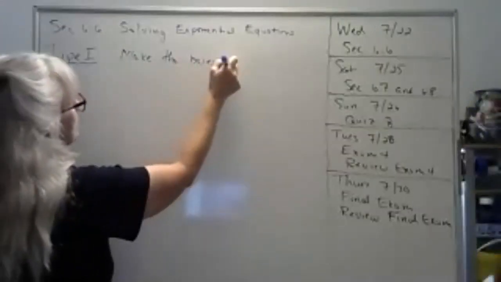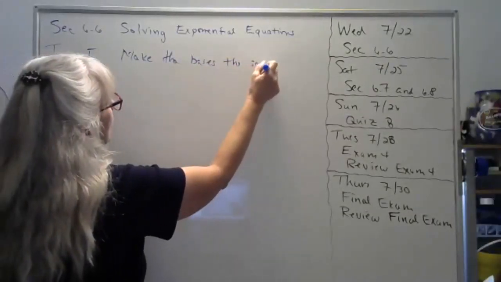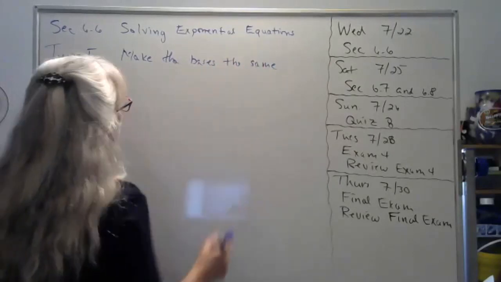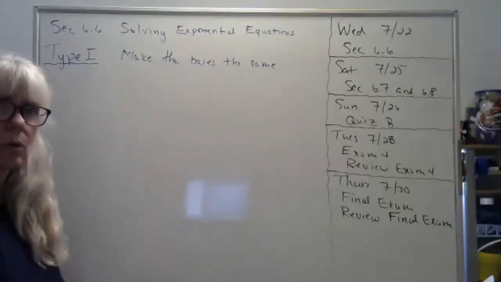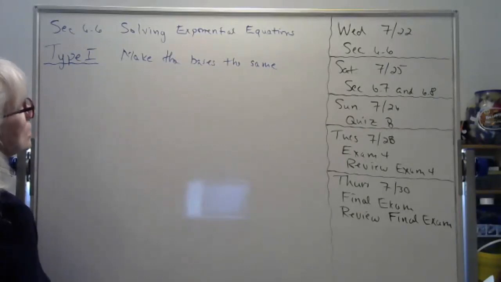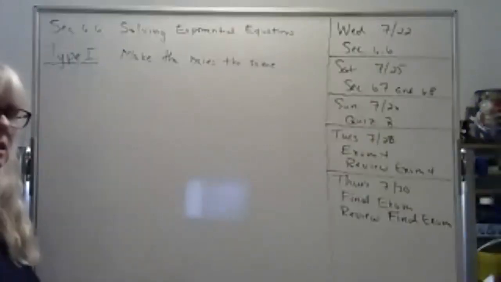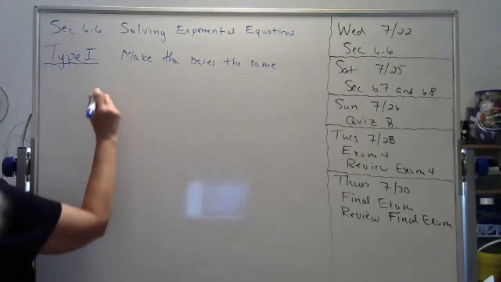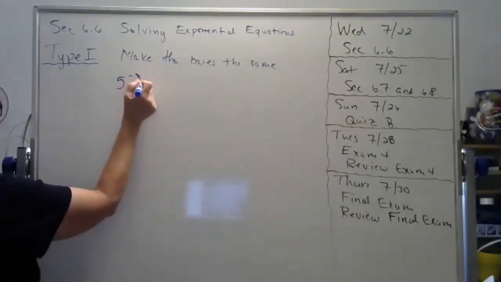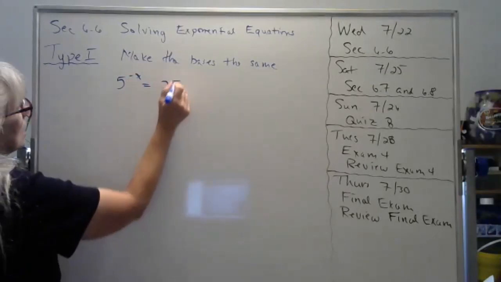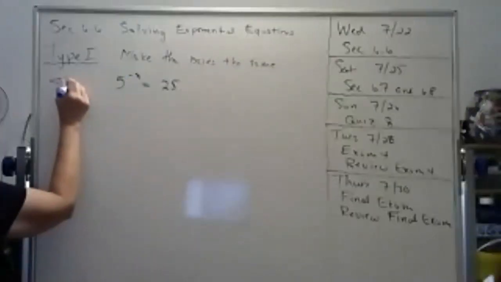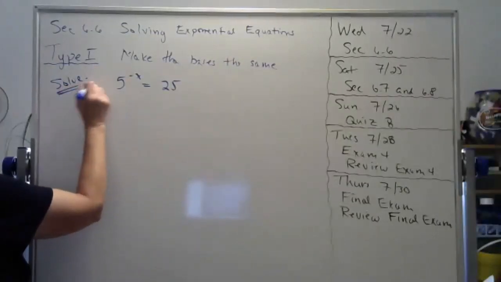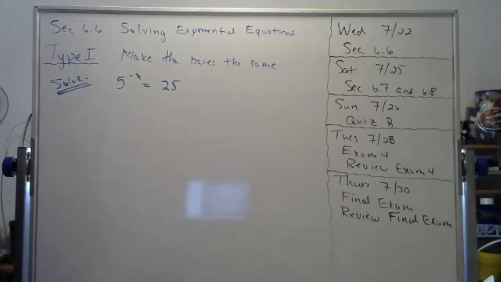the bases the same. So usually there are some catchy titles for what we're doing, but I don't have any. So you can make the bases the same. And we did these last week, so it's kind of nice to start here. So in other words, if we have 5 to the negative x equals 25, and the directions are just going to say solve. So we want to solve that.